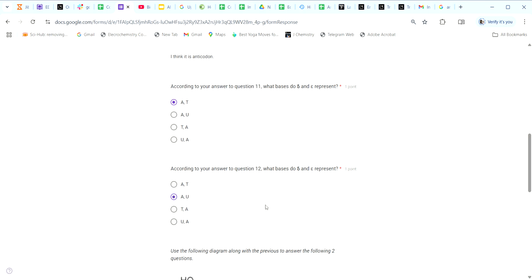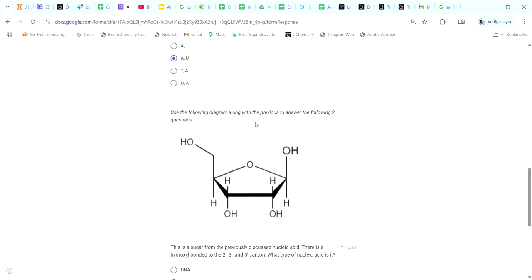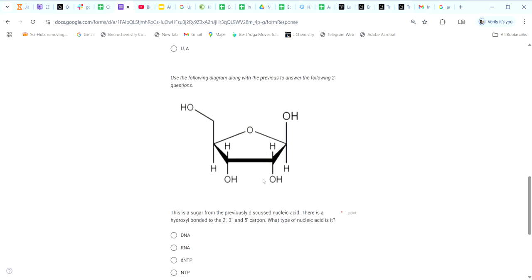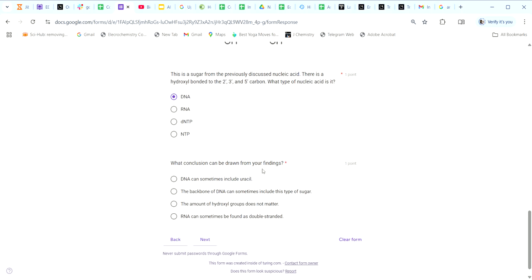Use the following diagram along with the previous one to answer the following two questions. This is a sugar from the previous nucleic acid, and there is a hydroxyl bonded at 2 prime, 3 prime, 5 prime. What type of nucleic acid is it? CH2OH prime. I think it is deoxyribose, DNA. What conclusion can be drawn from your finding? DNA can sometimes include uracil. The backbone of DNA can sometimes include this type of thing. It does not matter. RNA can sometimes be found double-stranded.